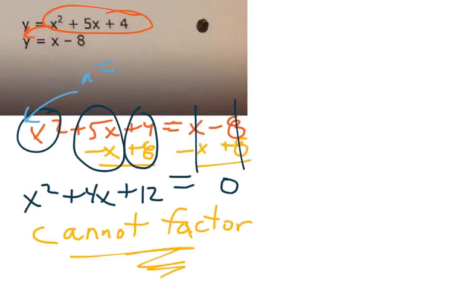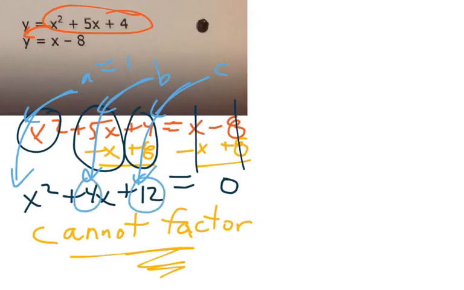A is 1. B is 5. Oops, I'm doing the wrong one. B is 4. A is 1. C is 12. Sorry, I was almost looking at the wrong equation there, wasn't I? Again, A is 1, B is 4, C is 12, right? This is the one we're solving for 0.